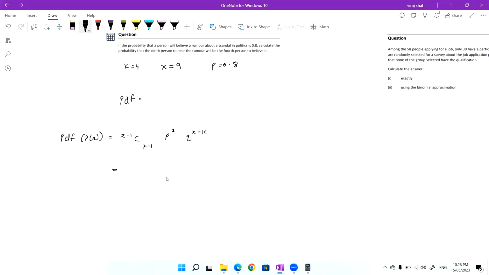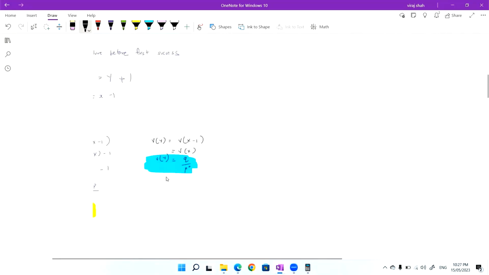So x minus 1 C k minus 1, which is 4 minus 1, is 3. p is nothing but 0.8, raised to k, sorry, my bad, 0.8 raised to 4, and q raised to x minus k. So q is 0.2 raised to x minus k, which is 9 minus 4, which is 5.